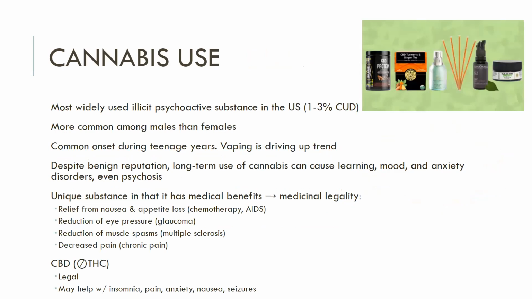Cannabis is the most widely used illicit psychoactive substance in the United States, with 1 to 3% of the adult population meeting criteria for a use disorder. So that's not the number of people using the drug, that's the number of people being diagnosed with the disorder. Again, we're more commonly going to see this behavior among males than females, and that's really common across the substances, for some of the emotional coping reasons that I shared earlier. Much like tobacco, the common age of onset is during the teenage years, and again, much like tobacco, vaping is really upping this trend.